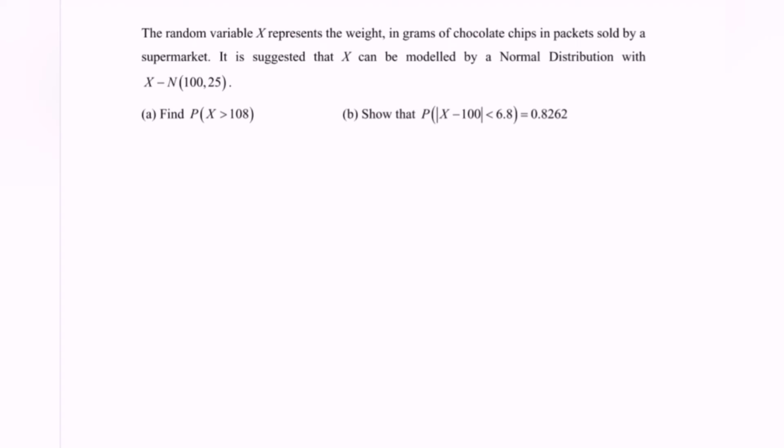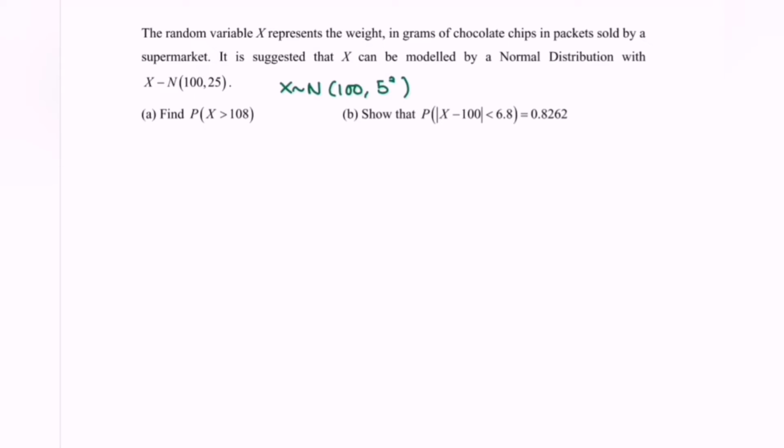I'm going to discuss the example for special probability distribution. The random variable x represents the weight in grams of chocolate chips in a packet sold by a supermarket. It is suggested that x can be modeled by a normal distribution, with x normally distributed with mean 100 and variance 25. So we write the title where x is normally distributed with mean 100 and 5 squared for the variance. A. Find the probability that x is greater than 108.